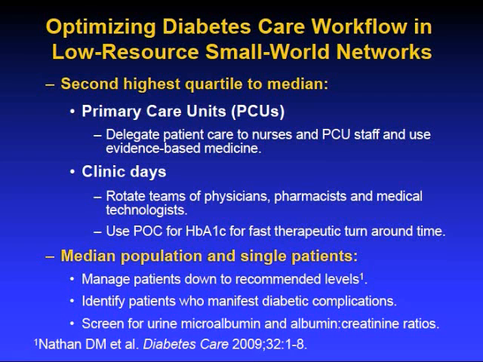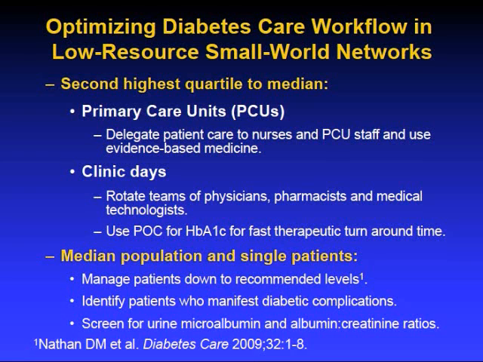For the diabetic population with the second highest quartile in median hemoglobin A1c values, patients should be seen in the primary care units, where nurses and primary care unit staff take responsibility and use evidence-based decision-making on the management of these patients. On clinic days, determine hemoglobin A1c at the point of care in primary care units, when a rotating team of physicians, pharmacists, and medical technologists can see patients quickly and meet their diabetes management needs.